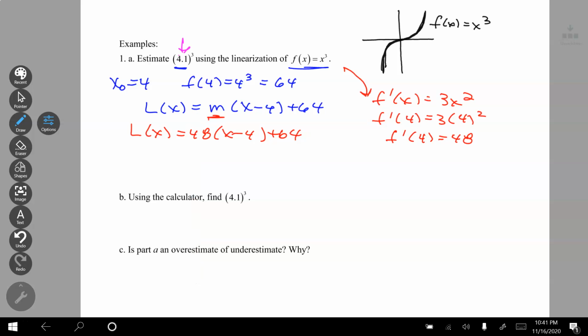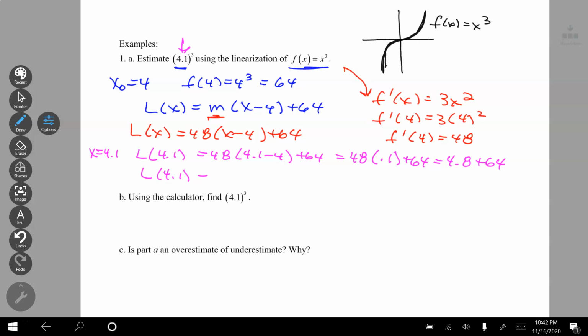Again, I'm trying to find it for 4.1, so I'm going to use x equals 4.1. L of 4.1 is equal to 48 times (4.1 minus 4) plus 64, which equals 48 times 0.1 plus 64, which is 4.8 plus 64. So my linearization of 4.1, or my approximate value for 4.1 to the third power, is 68.8.